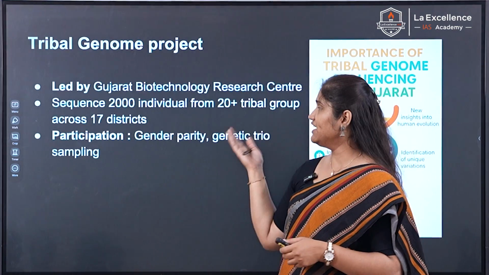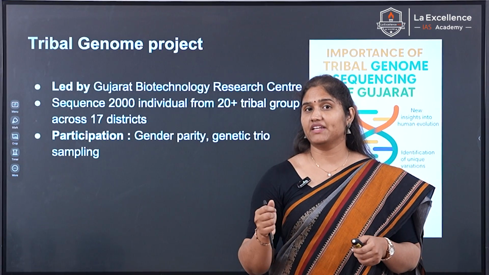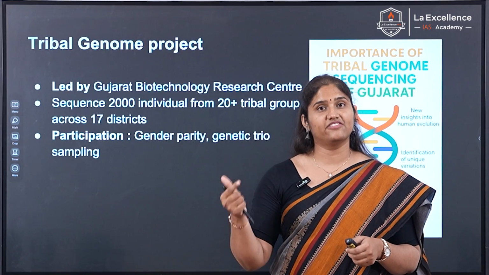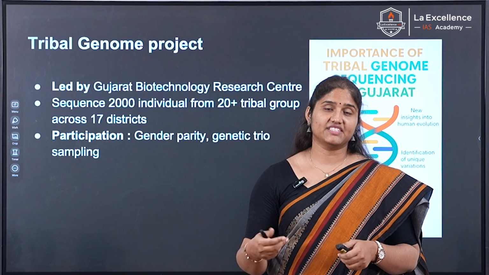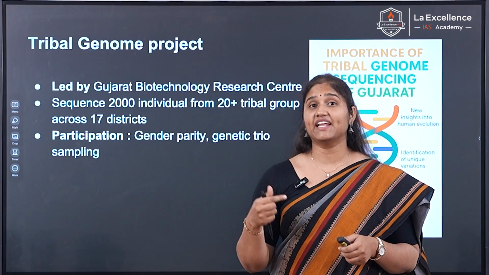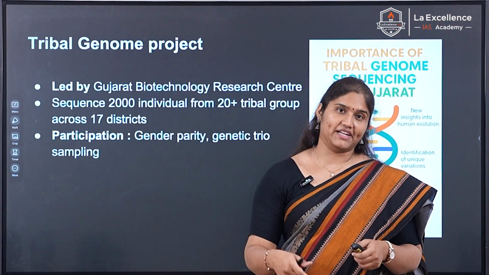And trio sampling is where we sequence the mother, the father and the child. This is where we want to see how genetic disorders are hereditary from the parents to the child.